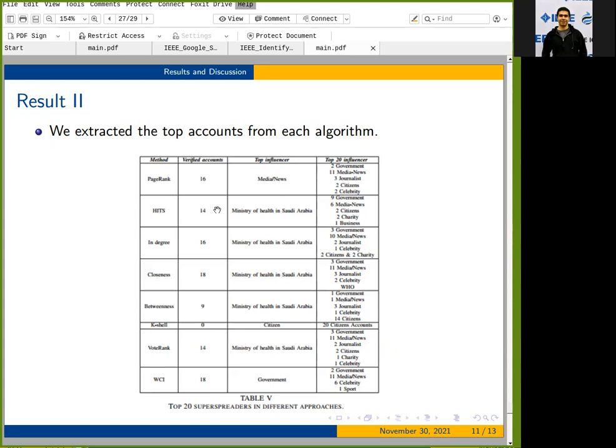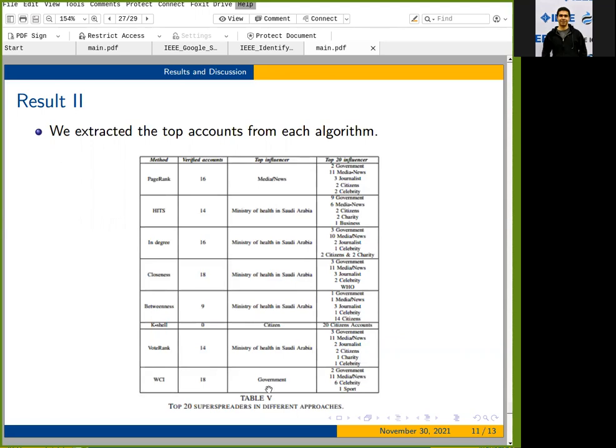The HITS algorithm also provided a competitive result: 14 verified accounts, and the top influencer is the Ministry of Health. N-degree, the top influencer is also the Ministry of Health. Closeness, Ministry of Health. Betweenness, Ministry of Health. K-shell found 0 verified accounts, as I mentioned, and the top influencer is a citizen. VoteRank found 14 verified accounts, and the Ministry of Health is also the top influencer, and these are the categorizations. WCI found 18 verified accounts, and the top influencer is government.